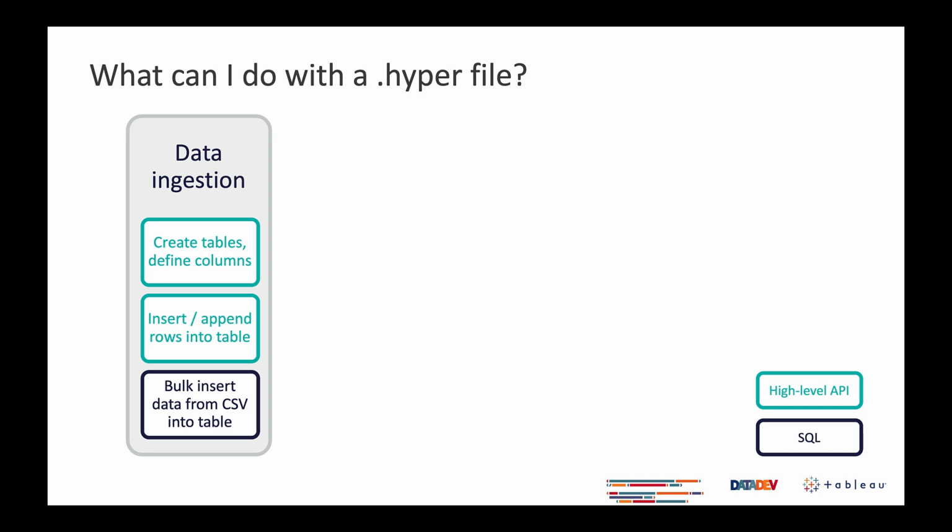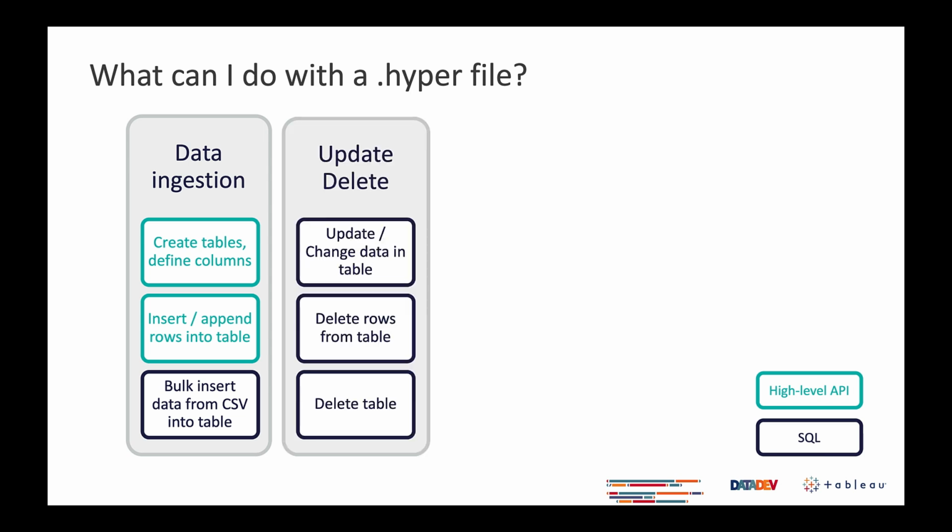You can create brand new Hyper files, create tables within them, define the columns, insert data and append rows of data into these tables. You could also use SQL to do this highly performant bulk insert of data from CSVs directly. You can do some of these CRUD functionalities that we're talking about. So updating and deleting. You can update individual rows of data, update multiple rows of data. You can do these scans to supplement incremental update scenarios.